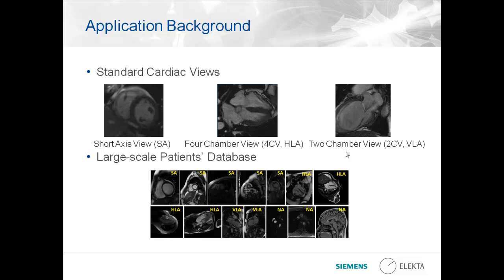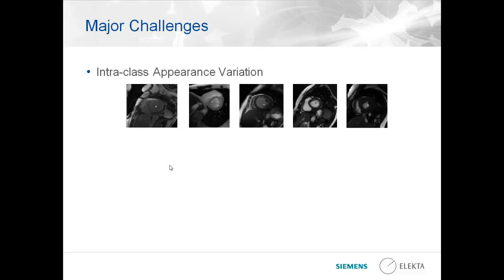A typical large-scale patient database is like this. It not only has cardiac MRI, but also other types of MRI, like brain MRI or pelvic region MRIs. Major challenges include the following. The first is intra-class appearance variation. Those images are all short axis view images, but due to different scanning protocols, different hospital settings, and individual variation, they have totally different appearances.